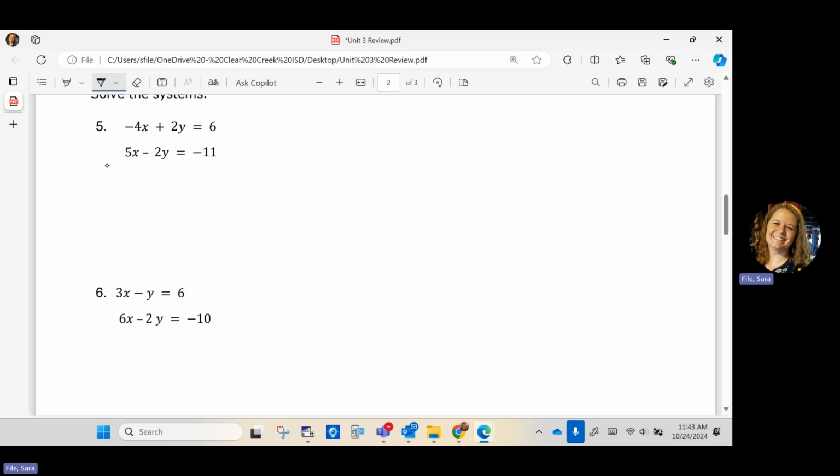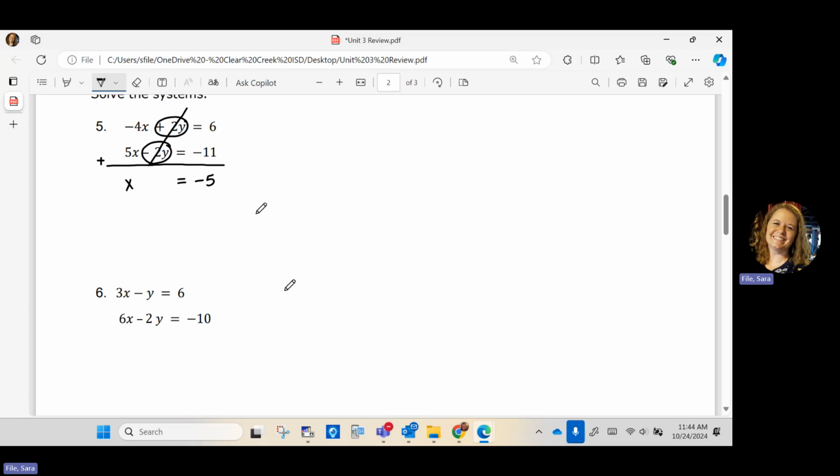With number 5, it is already set up where the x's are aligned, the y's are aligned, the constants are aligned. And look at your y values. You've got negative and positive 2y. So those are going to eliminate when I add these equations together. So negative 4x and positive 5x is just x. And then 6 and negative 11 is negative 5. And there's nothing left to solve.